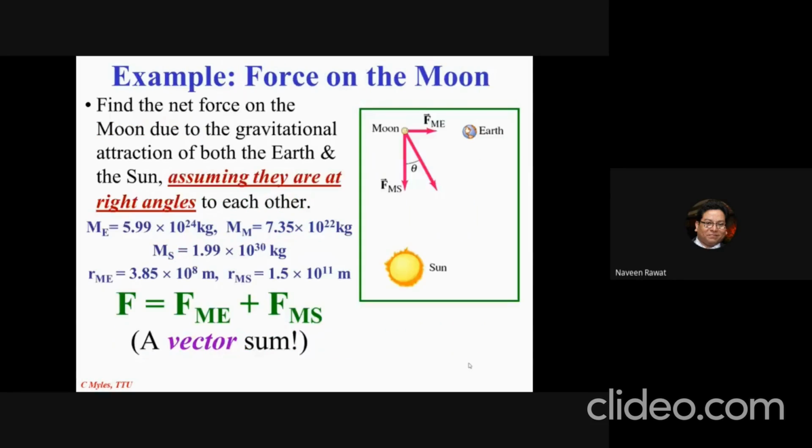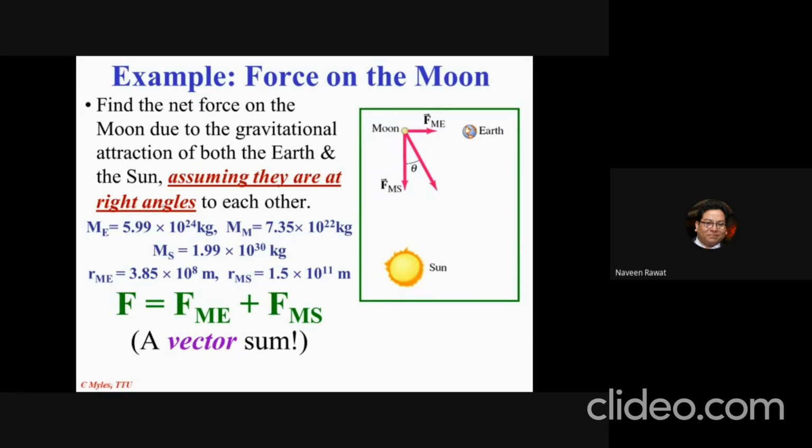Okay, let's do another interesting example. Here we will calculate the force acting on the moon, but not just because of the Earth. We will now take the sun into the picture as well. So now we have two objects, and both of them are exerting forces. Let's say the force of attraction between the moon and the sun is F_ms, and the force of attraction between the moon and Earth is F_me.